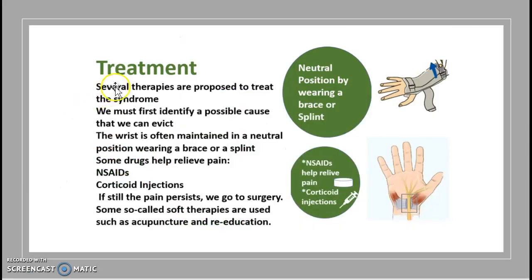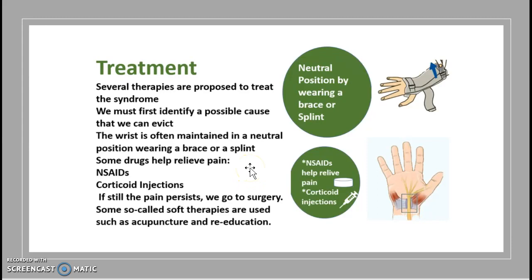Now, lastly is going to be the treatment. So there's actually a few ways you could treat this. Several therapies are proposed to treat the syndrome, but first we have to identify a possible cause that we can evict. So the wrist is going to be maintained in a neutral position by wearing a brace or a splint, and there are going to be some drugs that can help relieve the pain.